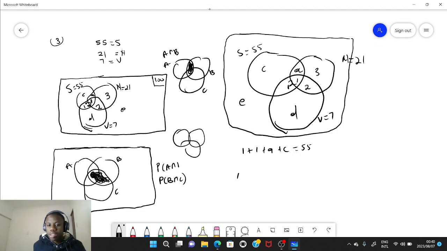The same thing with this circle. It simply means when I add 1 + 1 + 2 + D, I have to attain 7. The same thing with this circle. When I add them, I have to attain 21. When I add 1 + 1 + A + 2, I should be able to get 21. Now I check which one is easier. Here on the first one, you have two unknowns. So it's a bit difficult, right? You look at an expression where you will find a single variable like this.